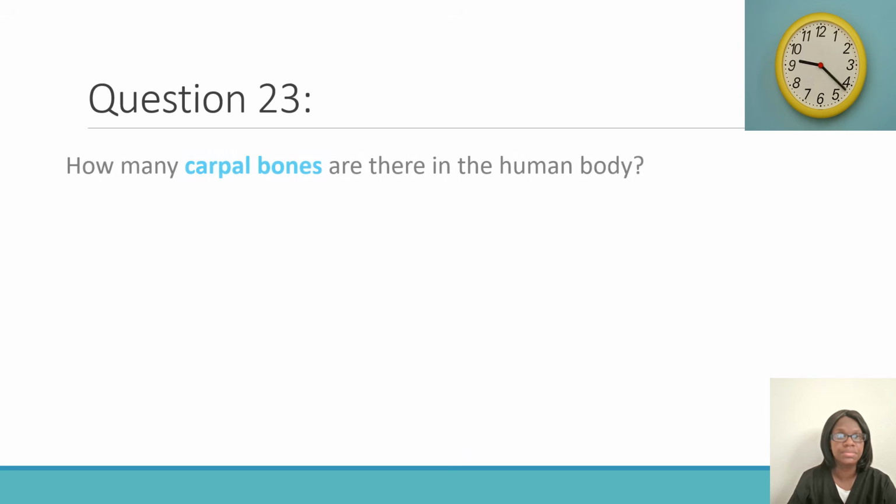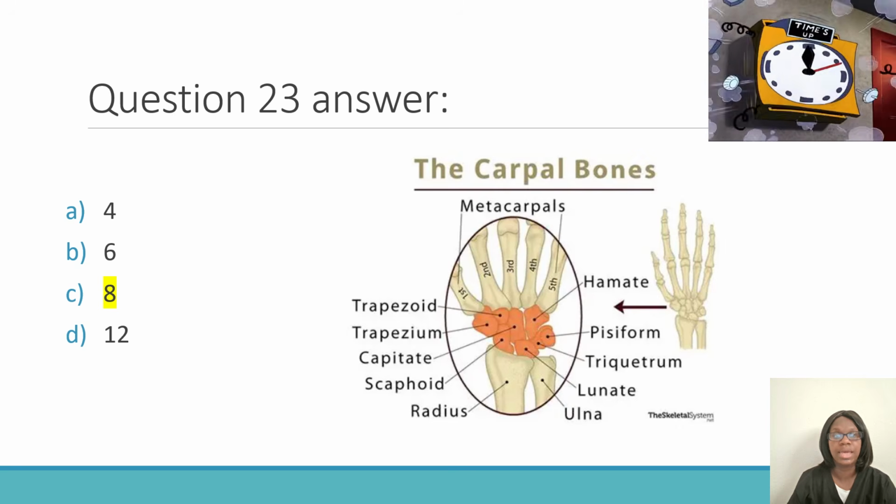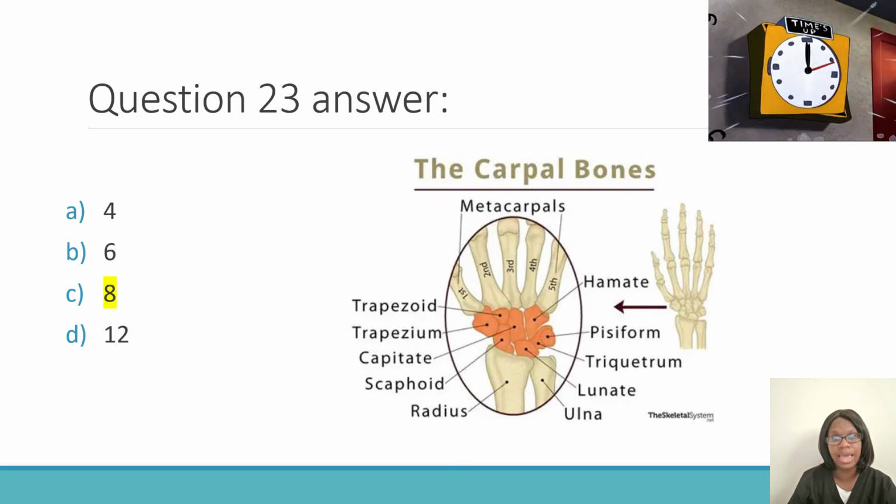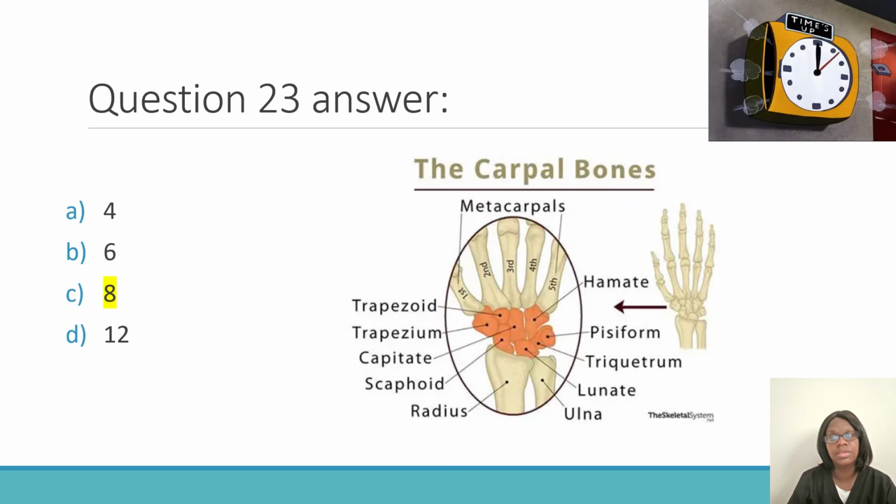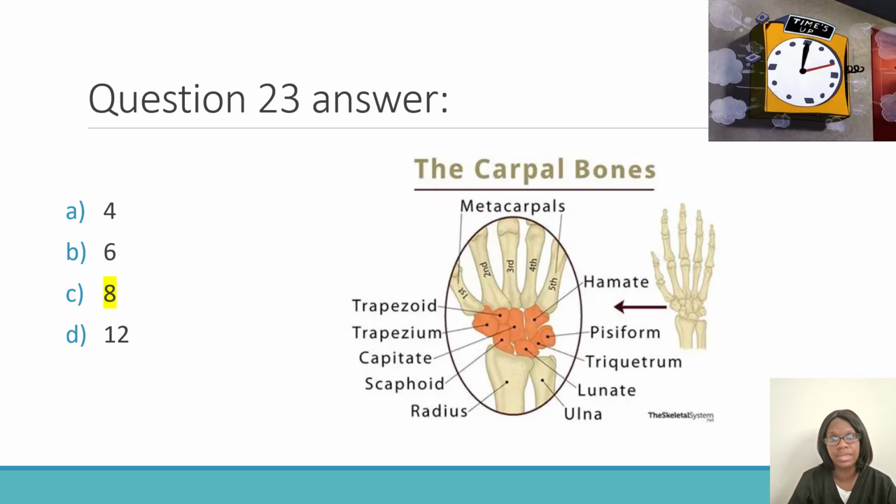Question 23. How many carpal bones are there in the human body? A, 4, B, 6, C, 8, or D, 12? Okay, the correct answer is C, 8. So there are 8 carpal bones found in the wrist. That's where the carpal bones are located.